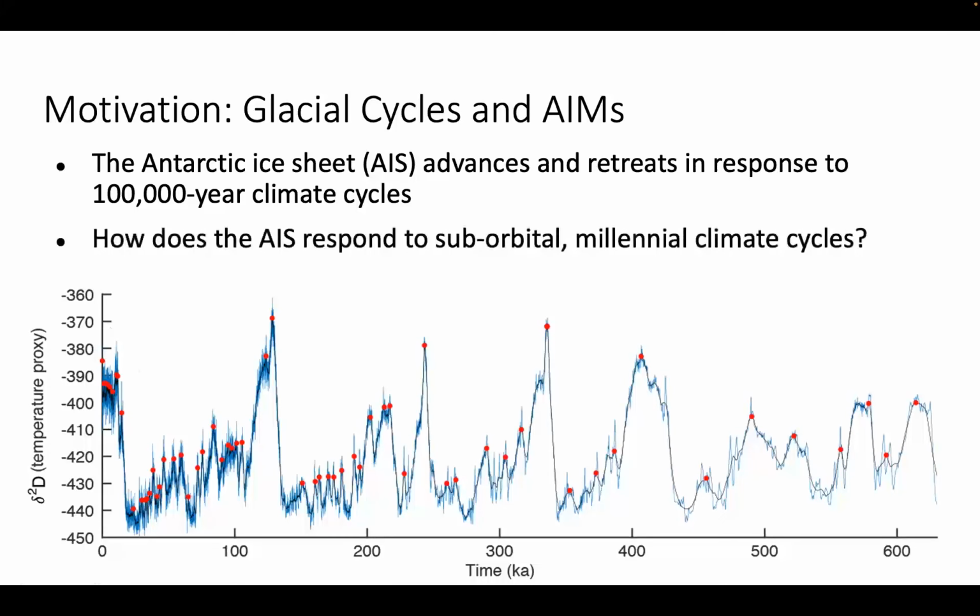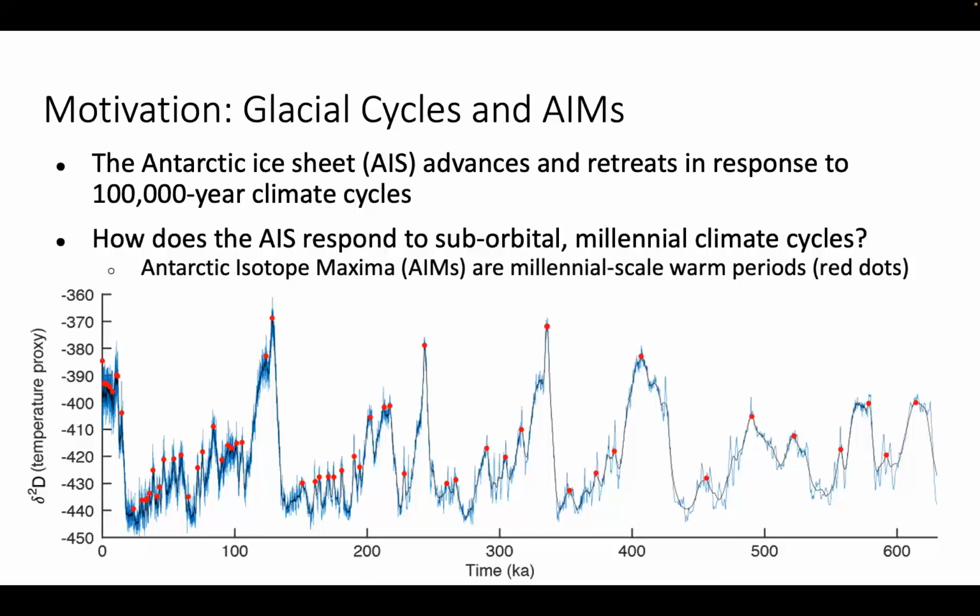But what we're interested in is how does the ice sheet respond to suborbital millennial climate cycles? And so we're going to look at these millennial scale warm periods called Antarctic isotope maxima, which are the red dots on these smaller temperature peaks that you can see here on the temperature record.